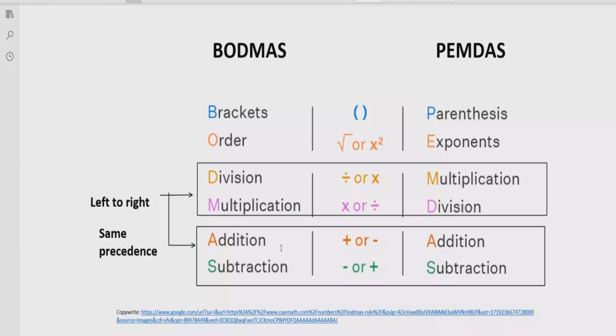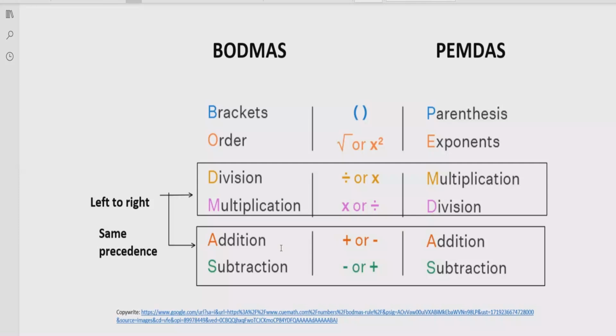Step number three, you have to solve division and multiplication. So what you have to do, you have to go left to right in your expression and find out which operation is coming. If division is coming first, you have to solve the division first. And if multiplication is coming first, you have to solve the multiplication first. Either you are using PEMDAS or BODMAS, the method is similar because both have similar precedence.